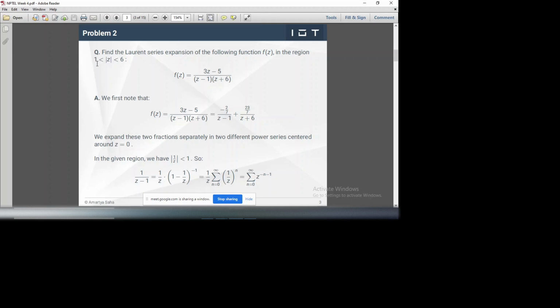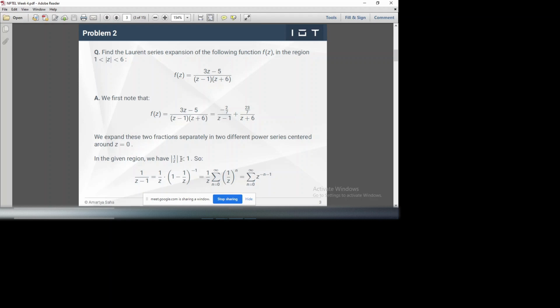So because our region is centered around z equal to 0, the power series should also be centered around z equal to 0. So let us look at this first term. What do we have in this given region? We already have 1 by mod z less than 1.